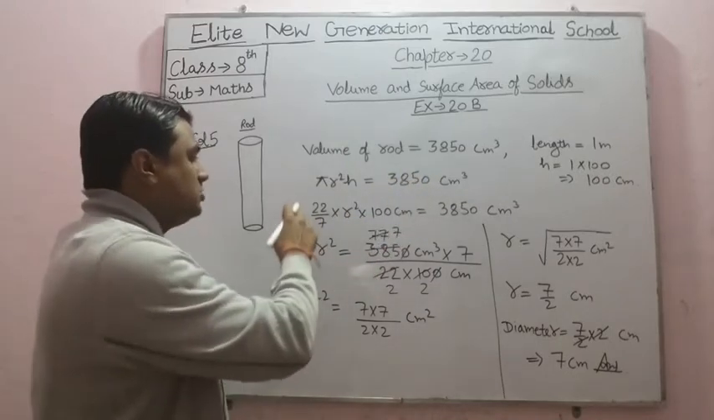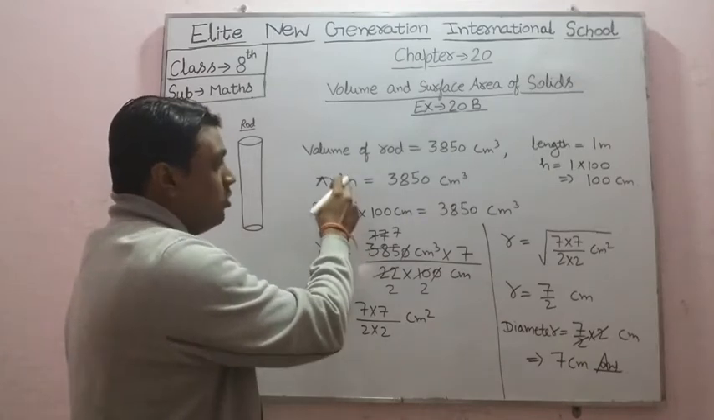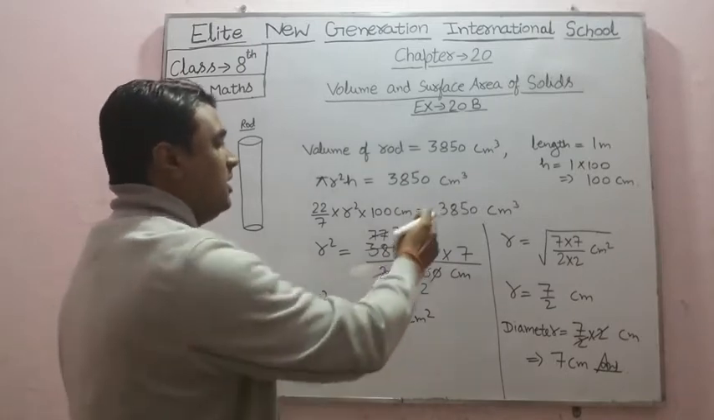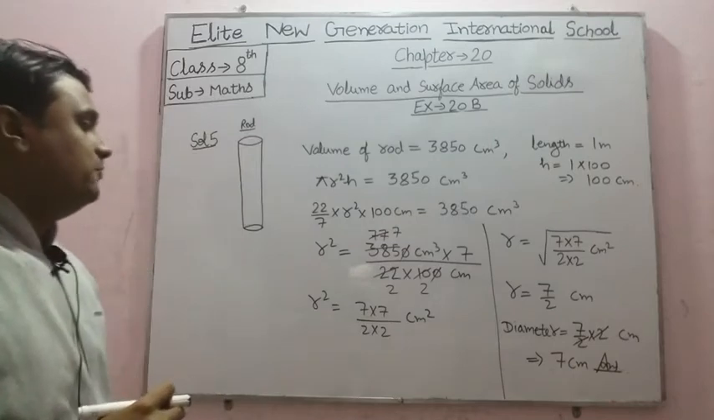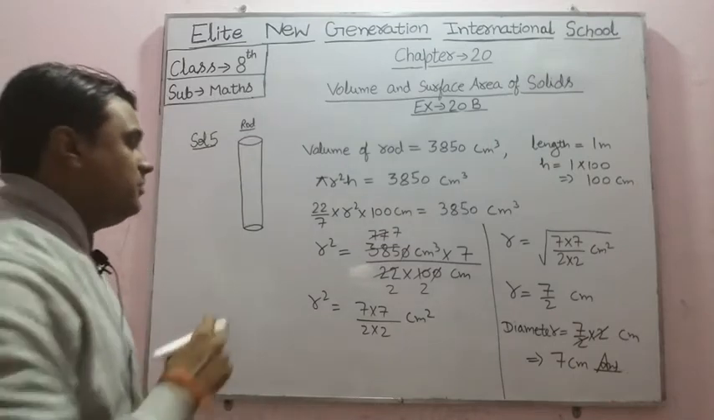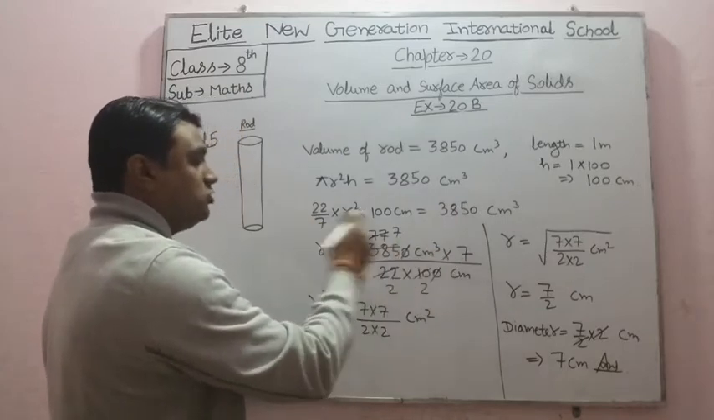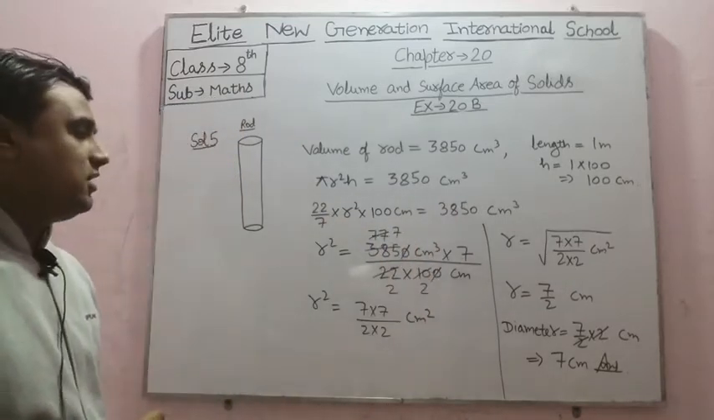Now pi is 22 upon 7. So 22 upon 7 into r square into, in place of h we can write 100 centimeter, equals 3850 centimeter cube. Now r square will be equal to 3850 centimeter cube into 7 upon 22 into 100. By cross multiplying we can do this.